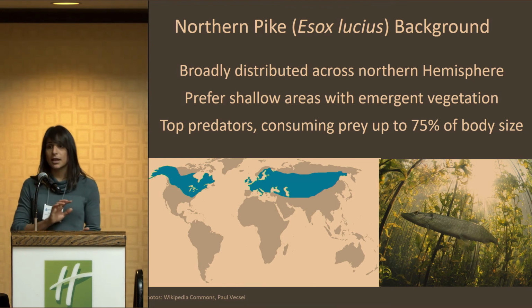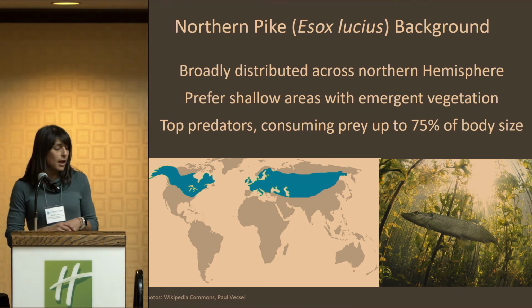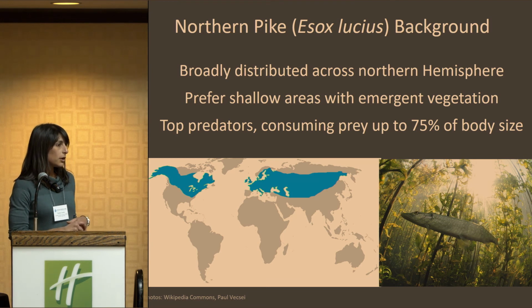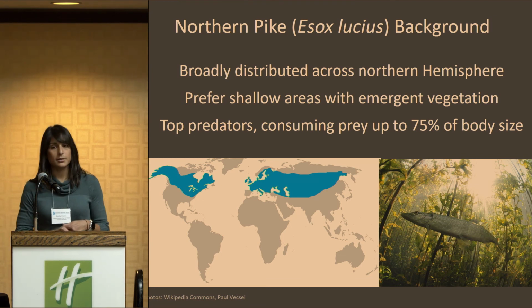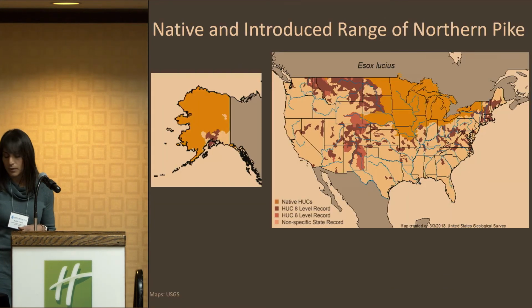And that's because they are ambush predators, so they hide in that emergent vegetation and basically ambush their prey. And they're very effective at this. Where they occur, they're also considered top predators, and they can consume anything up to 75% of their body size.